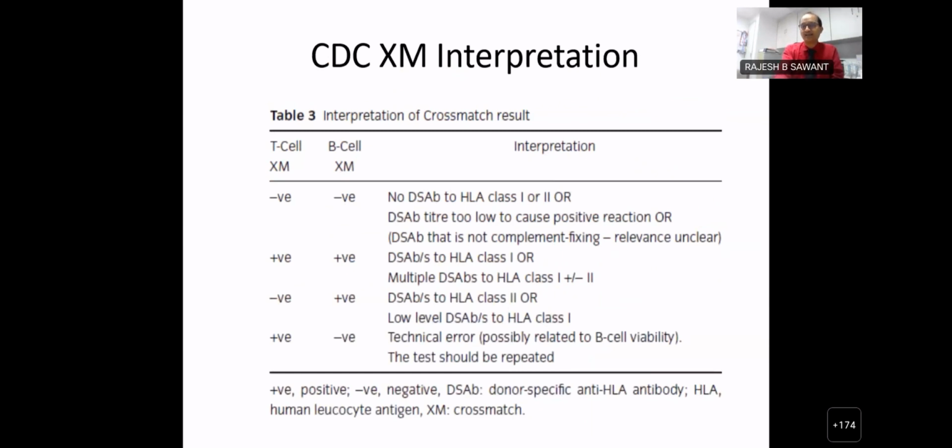So again, the CDC cross match was typically done with whole lymphocytes, but now there are various accreditation requirements that, in order to increase the sensitivity, you at least separate the T cells and the B cells, and then you do your cross match separately for T cells and B cells.